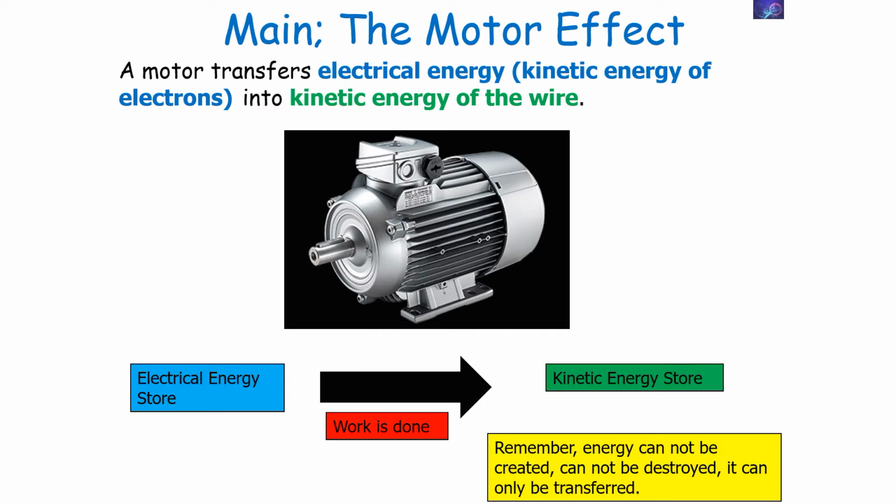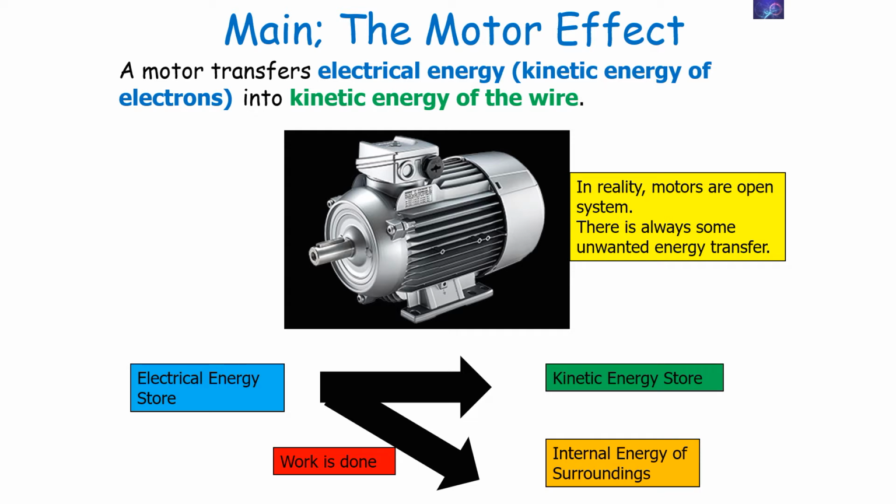Now, a motor transfers electrical energy into the kinetic energy of a conductor. Remember, we're converting electrical energy via work into a kinetic energy store. Energy cannot be created, it cannot be destroyed, it can only be transferred. This situation of electrical energy to kinetic energy assumes that the motor is 100% efficient, which would be a closed system. However, in reality, motors are open systems, which means there's always some unwanted energy transfer. There's always some dissipation of energy, so some energy, when work is done, will go to the internal energy of the surroundings.